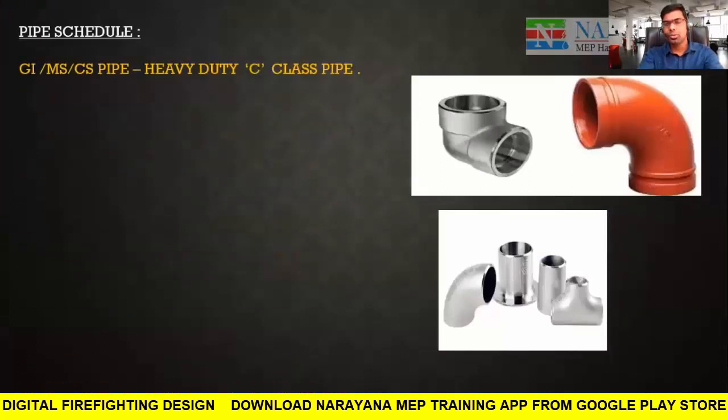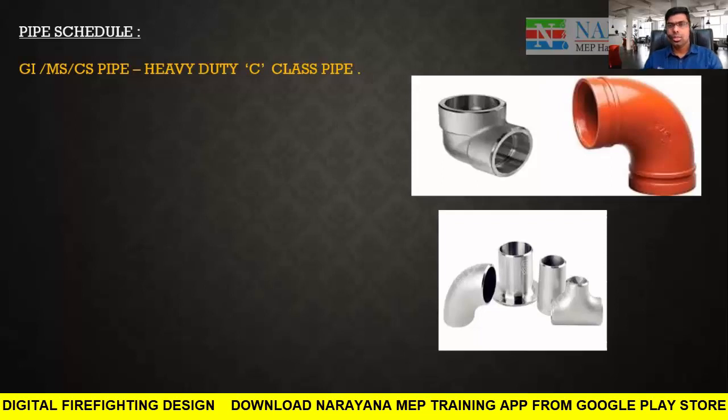Pipes generally used are MS pipe, GI pipe, CS pipe, C class, and heavy duty C class. I have told in some previous sessions that C class has more thickness compared to B, and B has more thickness compared to A. So gradually class C has more thickness. In an upcoming session, I'll cover another pipe, CPVC, which is also used in firefighting.